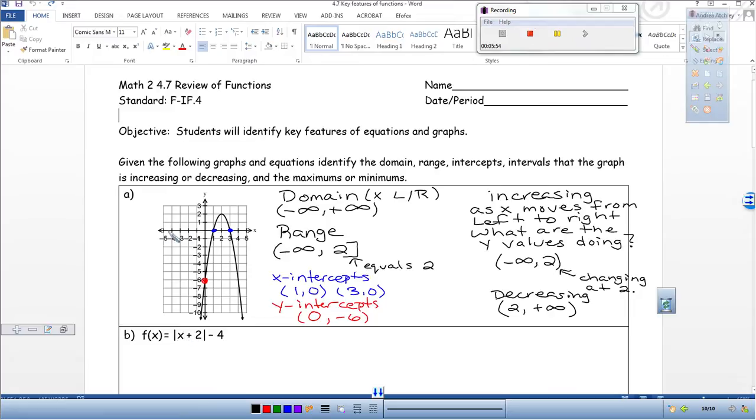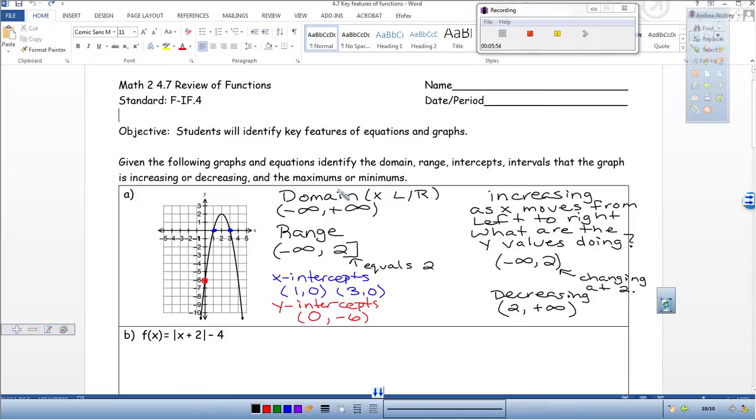Okay, it's always the x values that you're looking at. As x is going from negative infinity, okay, at 2, x is going to positive infinity. So this is always written from the x perspective, x values. Any other questions?